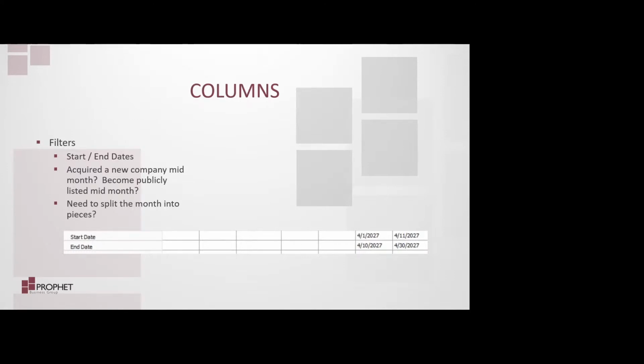Column restrictions for start and end date can be used to split your periods into pieces. If you've been acquired by a new company mid-month, you've started a new company mid-month, you've been publicly listed, or you just need to split the month into pieces. Here we can see that April 1st to April 10th is in one column, April 11th to April 30th is in another column.